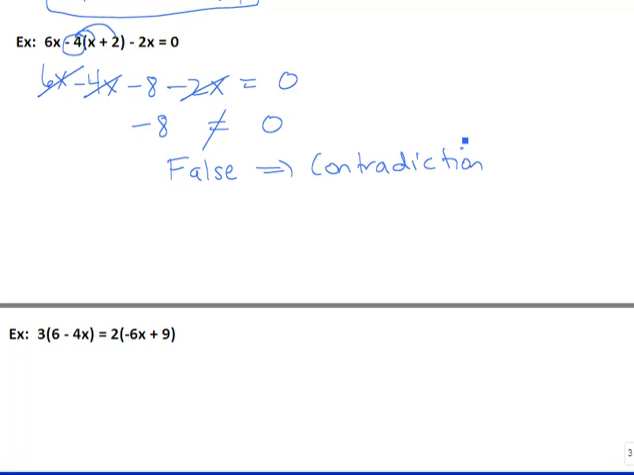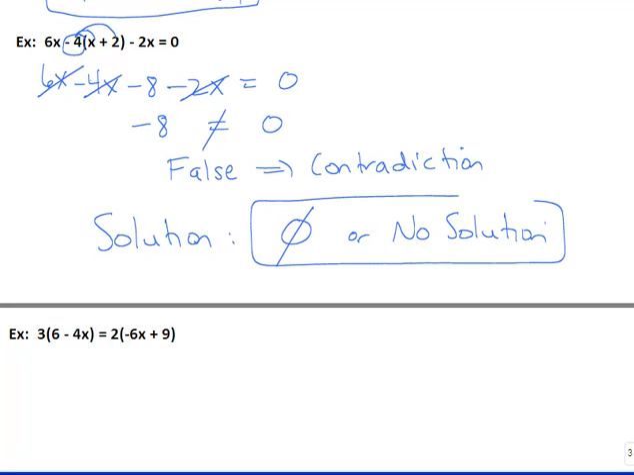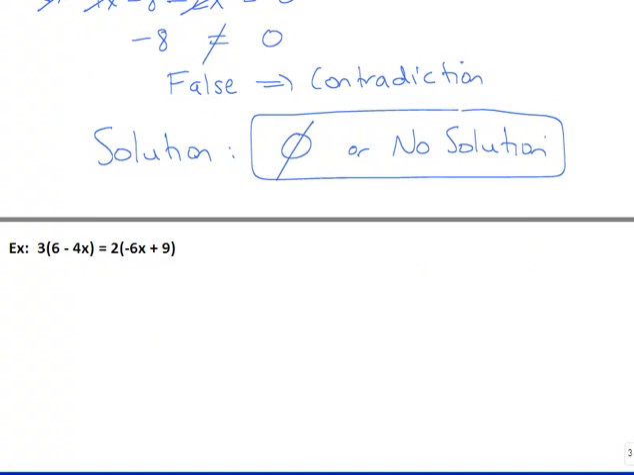Now that's just the kind of equation it is. It's not going to be what we write down for our solution. When you write your final solution, remember that since a contradiction is always false, there's no value of x that's ever going to make it true. So our solution is no solution. You can either write 0 with a slash through it, or you can write it with words. Okay? Alright, let's try another one like that.